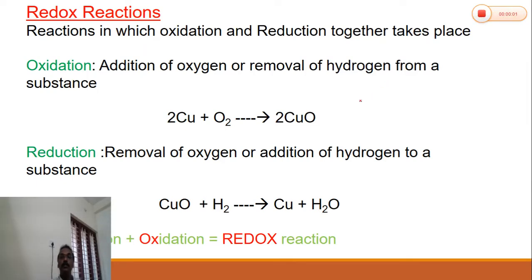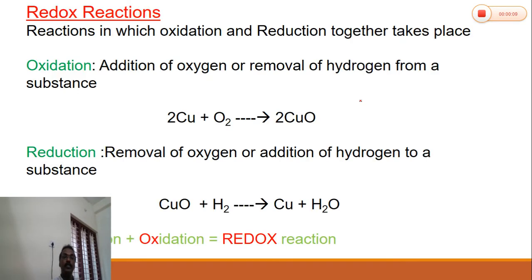Dear students, today we will study redox reactions. Let us see what a redox reaction is. Redox reaction means reduction plus oxidation. So before that, we will see what oxidation and reduction are.